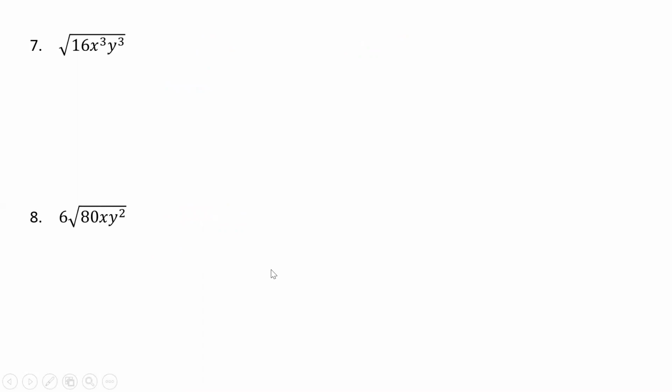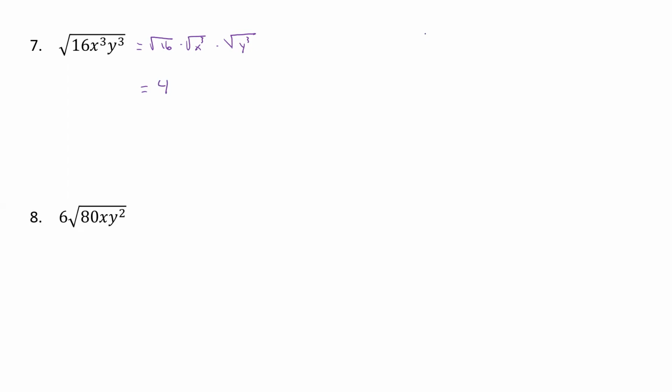All right, so this one we have a little bit different thing. Now what we're going to do is we have to reduce again. Well, if we break this apart, that's the square root of 16 times the square root of x to the third times the square root of y to the third. Okay, well, the square root of 16 is what? Well, that's 4 times 4, so we have 4.